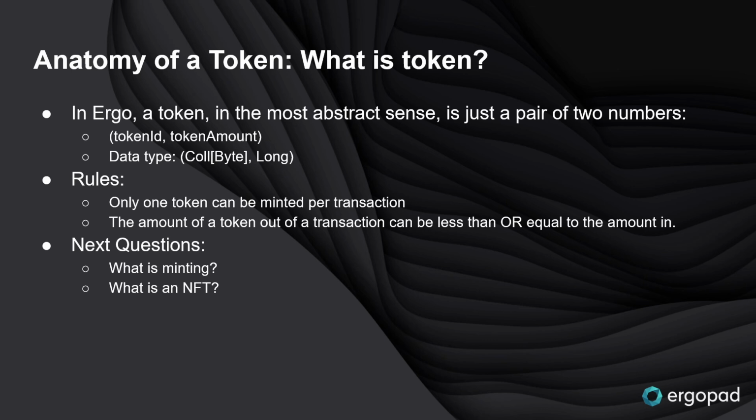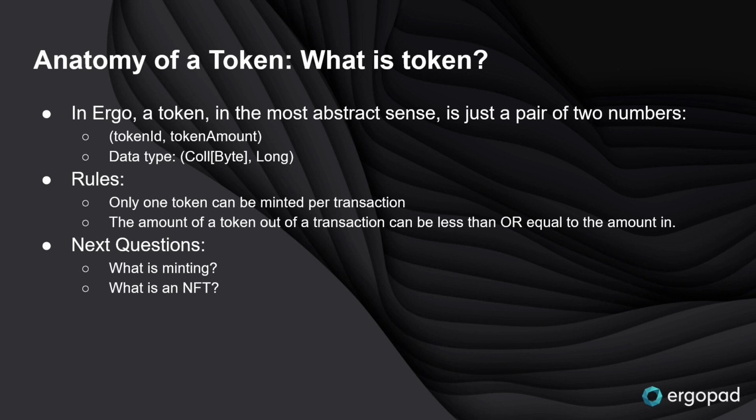Then there's some rules you have to follow. Only one token can be minted per transaction. And by token, I don't mean the token amount being only one. I mean the pair itself. There can only be one created per transaction. And then the amount of a token out of a transaction can be less than or equal to the amount in. So it does not follow the same flow rules as the Erg, which must be equal in and out of a transaction. In this sense, that's how you're able to burn tokens, but not Erg.